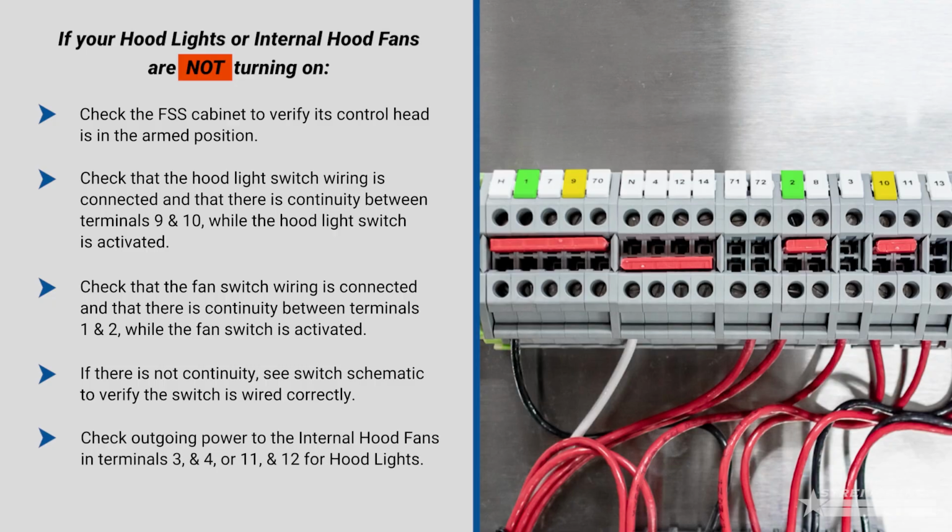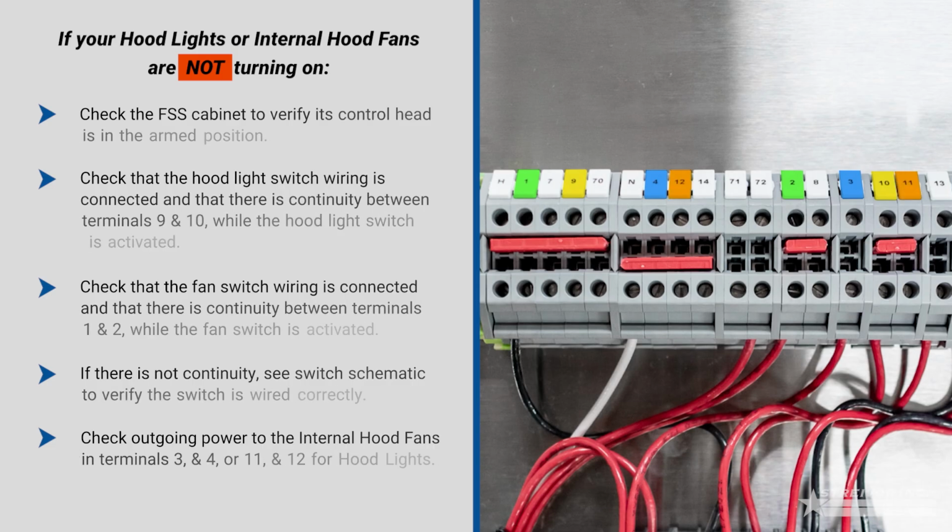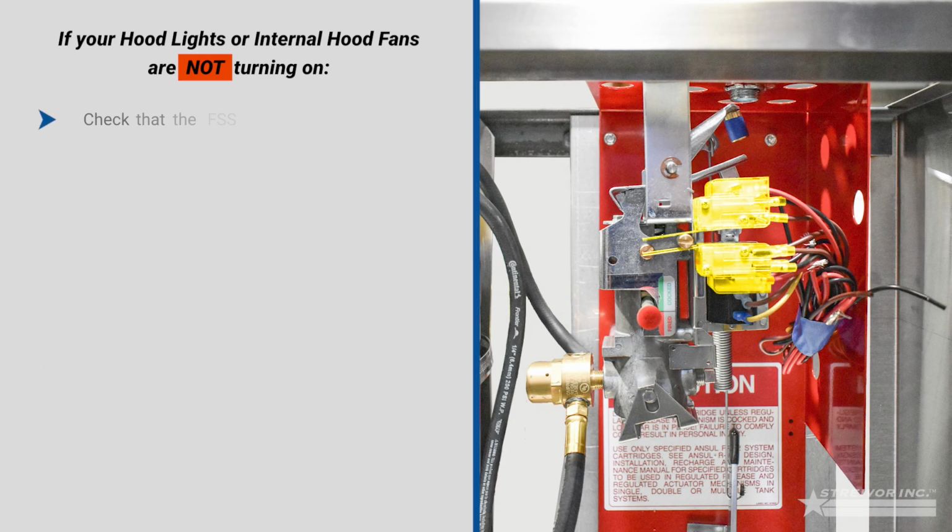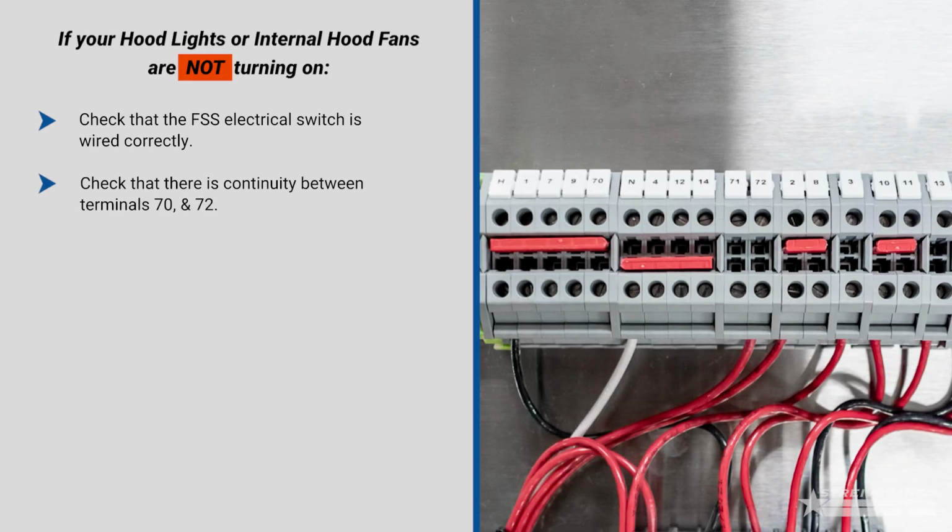Check outgoing power to the internal hood fans in terminals 3 and 4, or 11 and 12 for hood lights. Check that the FSS electrical switch is wired correctly. Check that there is continuity between terminal 70 and 72. Check that there is not continuity between terminal 70 and 71.